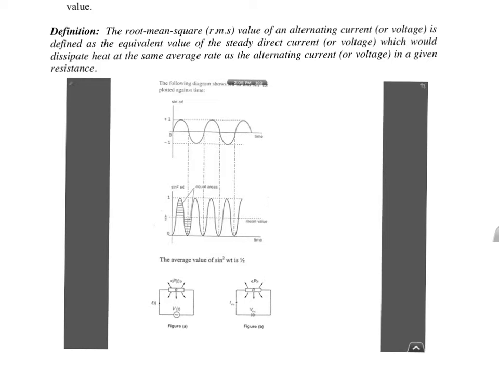So because the RMS voltage is 240 volts, you can actually connect all the cells or the batteries together, whatever you call it, in series so that you can get 240 volts. And if you do that, you will get the same average power as your AC. So that's why your RMS value is defined as this. So you can define the root mean square value of either the current or the voltage, depending on what they want, as the equivalent value of the steady direct current or voltage, which would dissipate heat at the same average rate, that means the same power, as the AC in a given resistance.